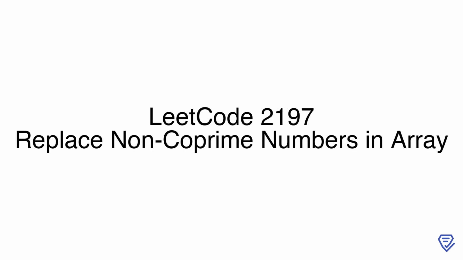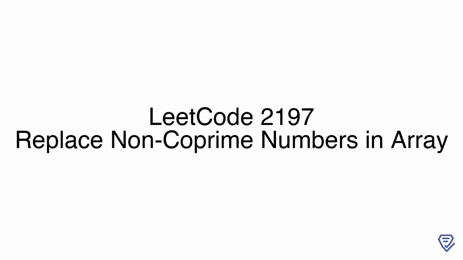Welcome to this coding problem walkthrough. Today, we'll be tackling problem number 2197, Replace Non-Coprime Numbers in Array. This problem is a fascinating challenge that combines number theory and array manipulation. In this session, we're going to explore different approaches to solve the problem, analyze their efficiency, and gain a deeper understanding of the concepts involved.